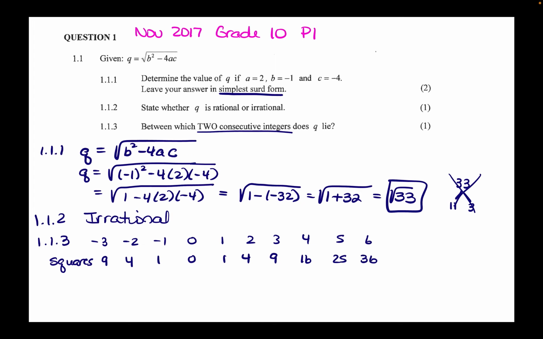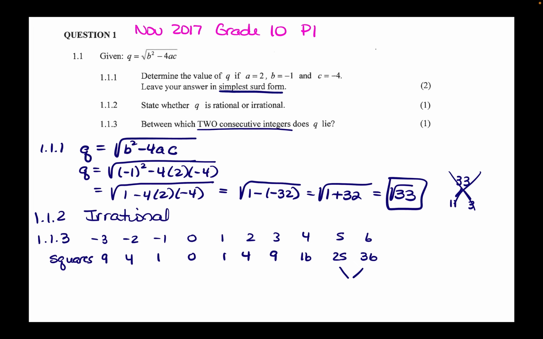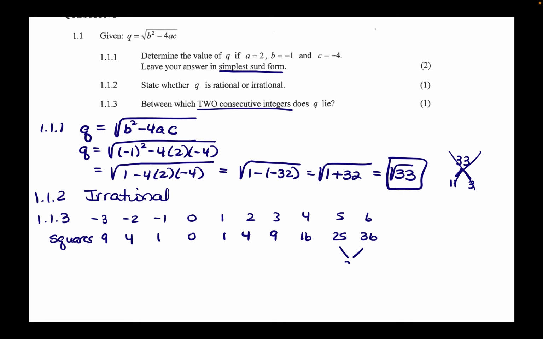We discover that 33 is between 25 and 36. The square root of 25 is 5. The square root of 36 is 6. So the square root of 33, while we don't know what the value is, we know it is going to be between those two consecutive integers, 5 and 6.